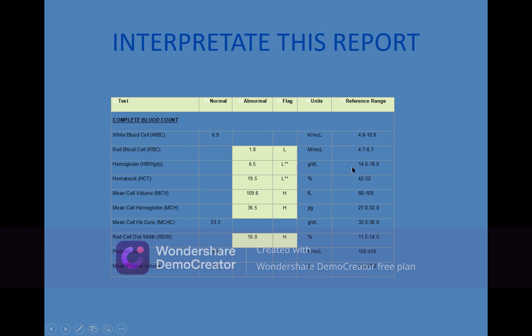If it is not like this, not markedly reduced, I will say. For example, the mean cell hemoglobin is 36.5, while normal was 27. It is higher rather than low. It should be low in iron deficiency anemia. Or MCHC should also be lowered. These three will become lower in iron deficiency anemia.